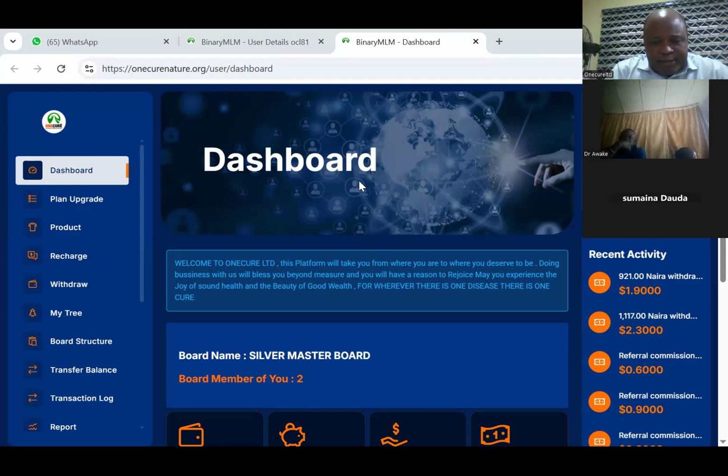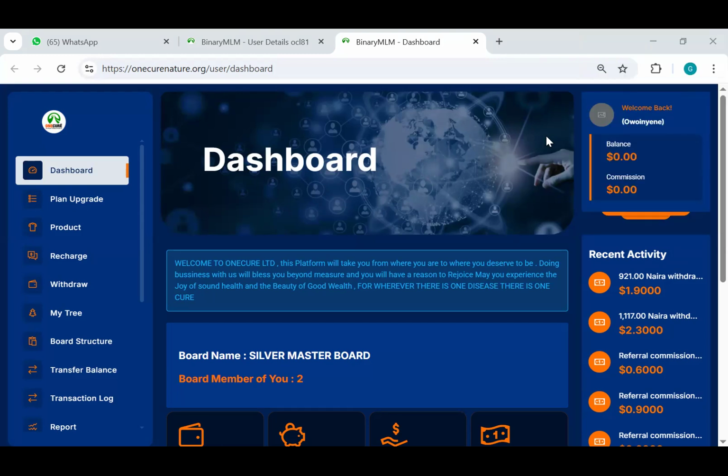Ladies and gentlemen, I am sure you are seeing the screen. Whenever you log into your account, this is how your dashboard will look like. This is the dashboard of a user, somebody that's already existing in the system. This is the dashboard of this person.